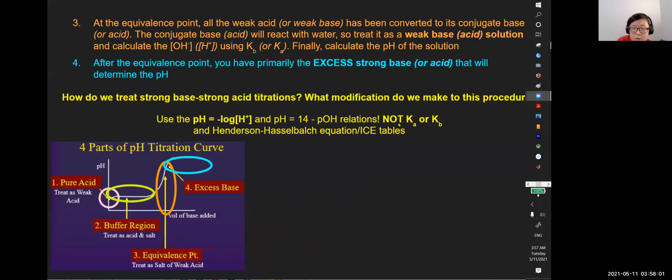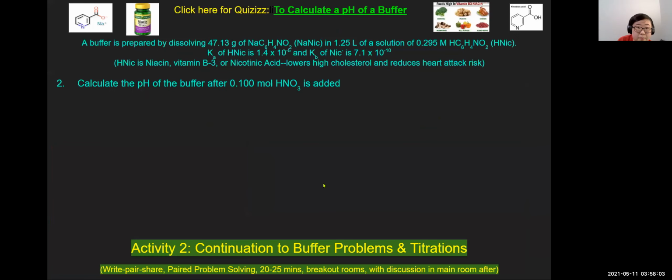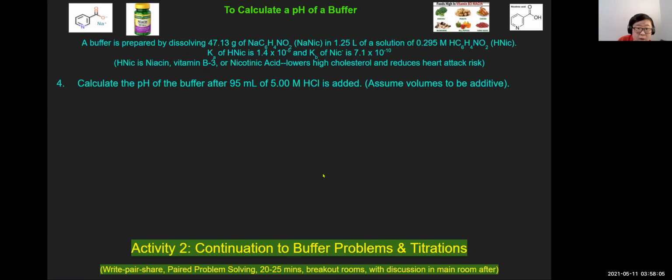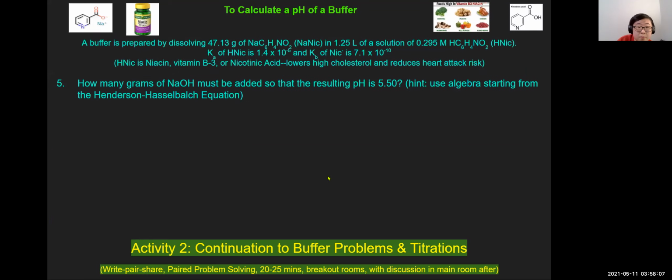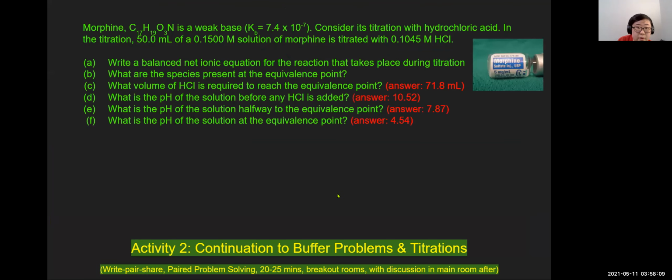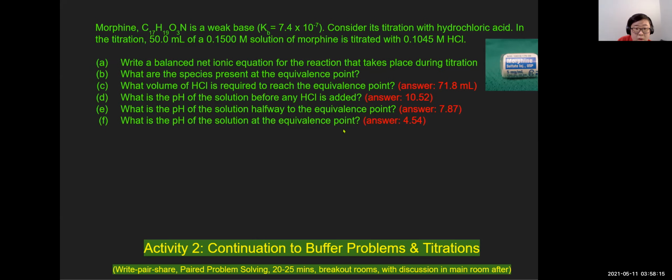Hope that helps, and you can see the exact same thing here. And we already calculated this whole problem with the niacin. There was a morphine problem. We didn't go over this, but I think that there are answers right here that I gave you guys, so you can try this. So once again, the first one is you're just writing a balanced net ionic equation for the reaction that takes place during the titration.